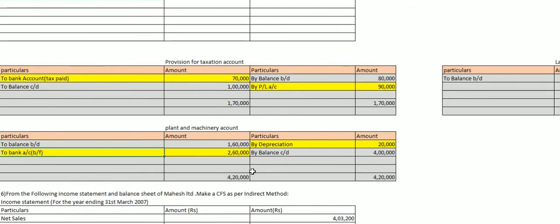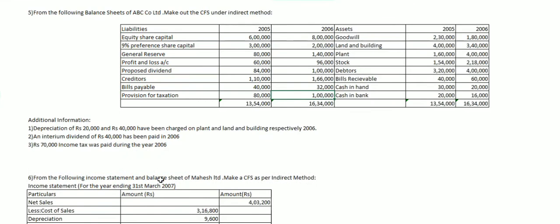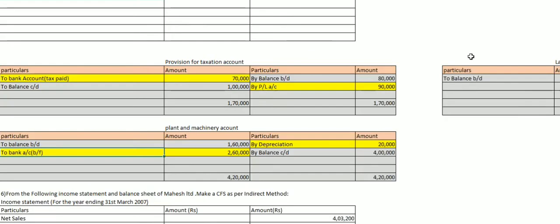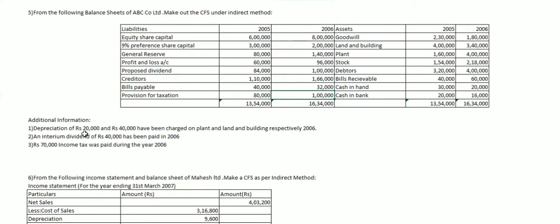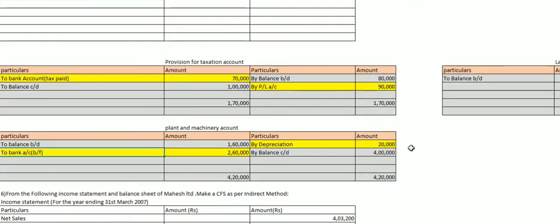Next we'll move on to the third account, which is plant and machinery account. So plant and machinery also has a depreciation, so we are preparing the plant and machinery account. So plant opening balance is 1,60,000, closing balance is 4 lakhs. So it will be to balance brought down 1,60,000, which is a debit balance, since again it is an asset account. By balance carried down 4 lakhs. So depreciation, we have told it is 20,000. So by depreciation account 20,000. So you have a balancing figure which we will consider it as to bank account, which is 2,60,000.